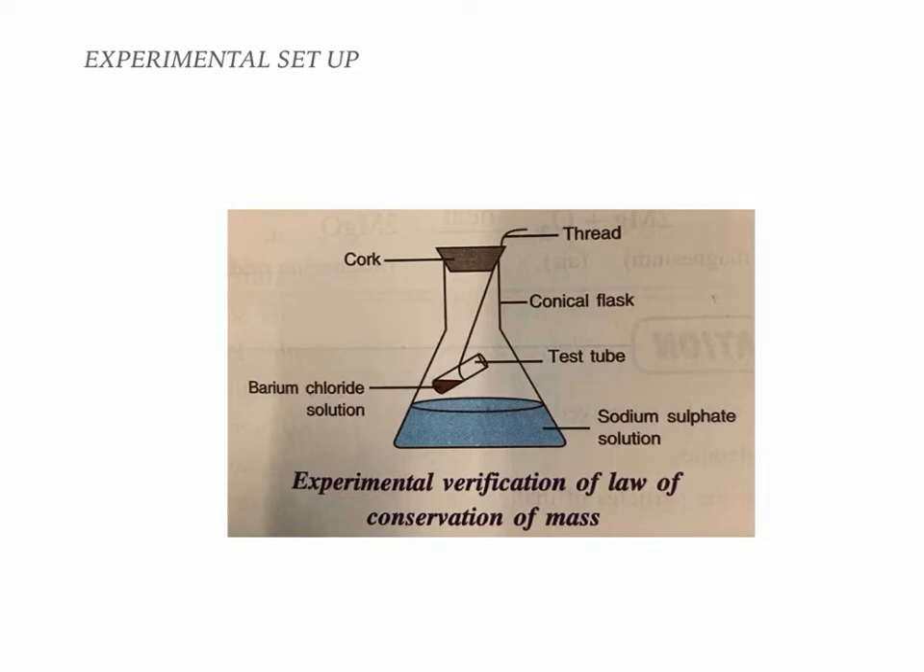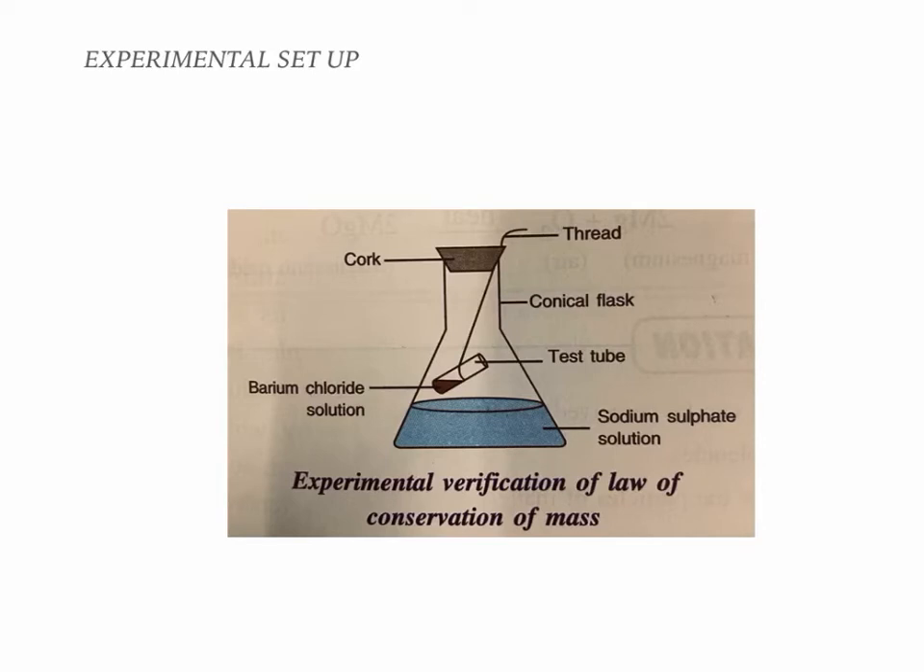What are we supposed to do now? Take 5 ml of sodium sulfate solution in a measuring cylinder and pour into a conical flask. Take 5 ml of barium chloride solution in another measuring cylinder and pour into a 10 ml test tube. Tie the test tube with a thread and hang the test tube in the flask carefully so that the two solutions do not mix with each other.